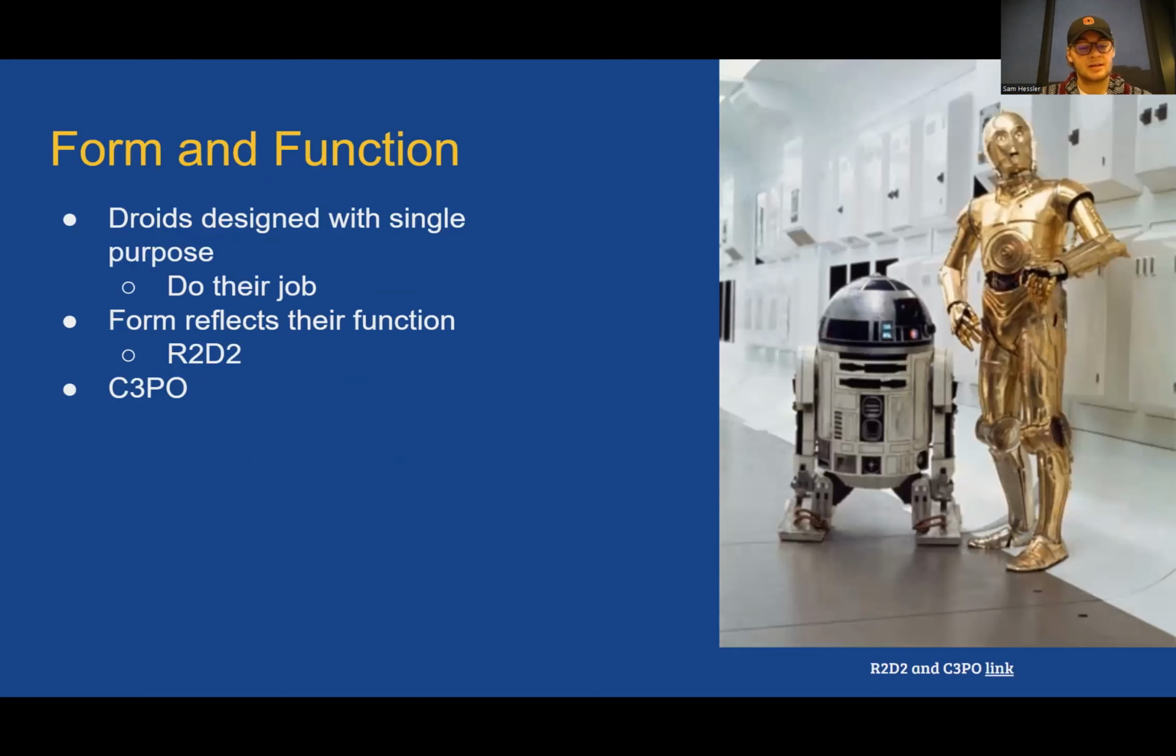This segues into our next section, the physical appearance of AI and its relation to their functions. In Star Wars, most droids do not look human. Their forms are determined by their functions. We can see these in pictures of R2-D2, C-3PO, and more. Droids are designed with a singular purpose in mind, a job to complete, and their appearance is a reflection of that purpose.